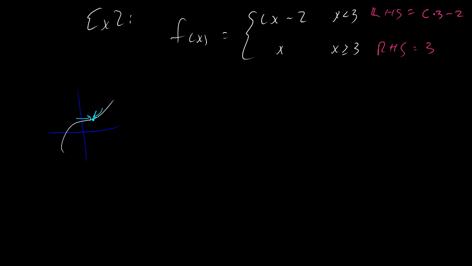So I'm going to bring that over here: 3c minus 2 is equal to 3. All I did was take this side and that side and set them equal to each other. We have a simple equation. We get 3c is equal to 5, so c is equal to 5/3.